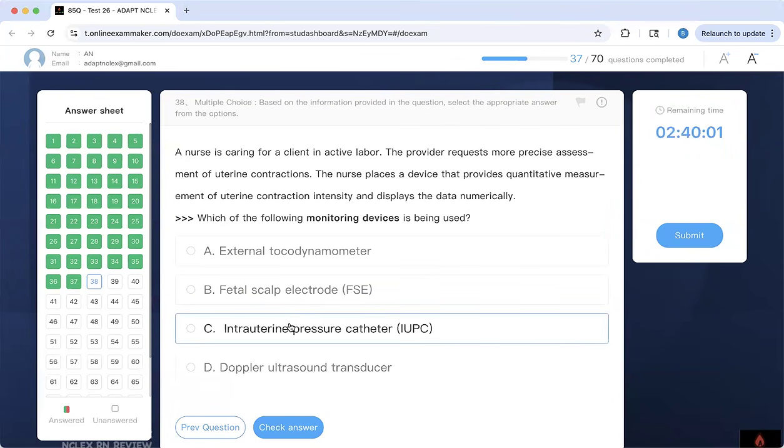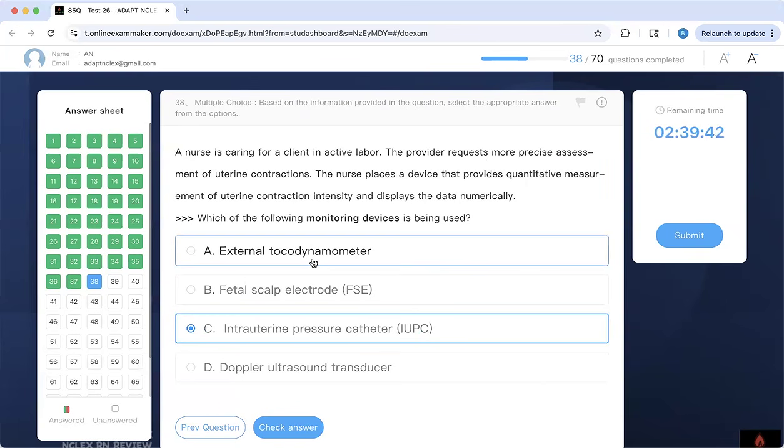This is the same as intrauterine pressure. Look at it. The device is going to what? We want a precise assessment of uterine contraction. Which one measures uterine contraction? At the same time, we have to place the device that will measure the quantity of intensity and display the data.